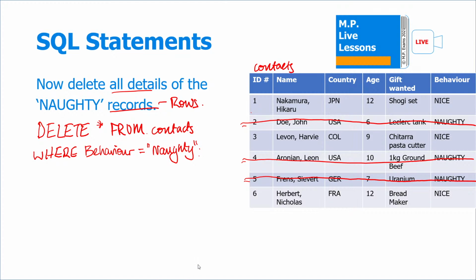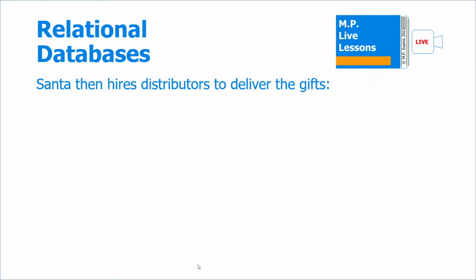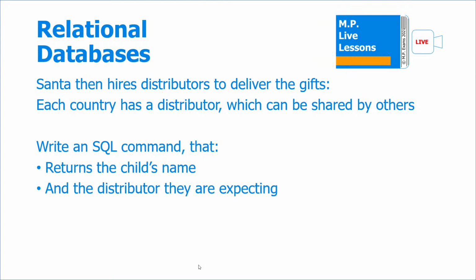And lastly for tonight, our relational databases. So that's where we have two or more tables. So Santa then hires distributors to deliver these gifts. So each country has a specific distributor which can be shared by others. So write an SQL command that returns the child's name and the distributor they're expecting. And basically here there's no other really for nice or naughty.